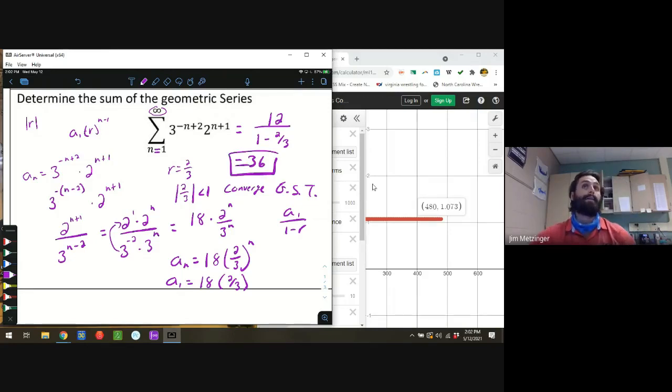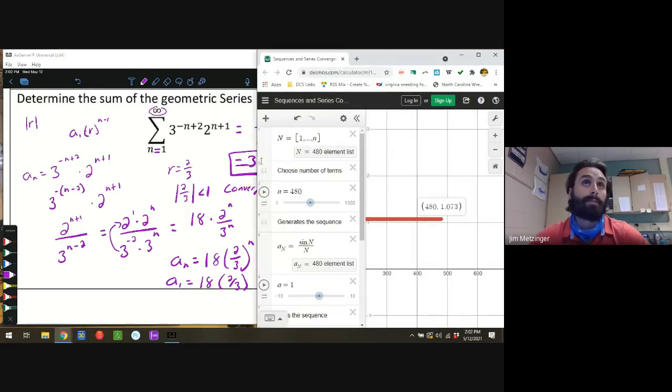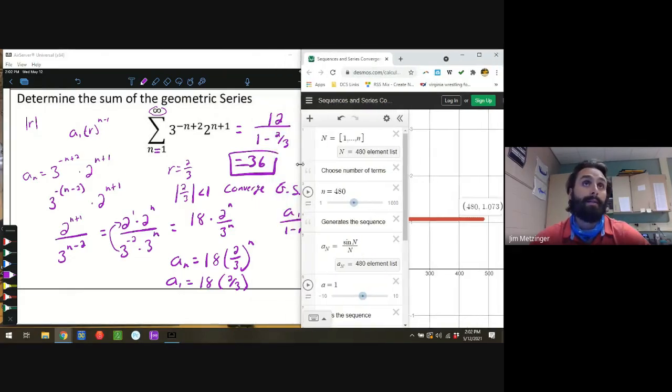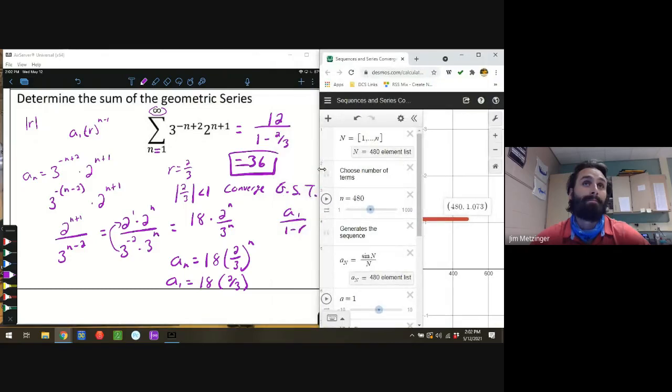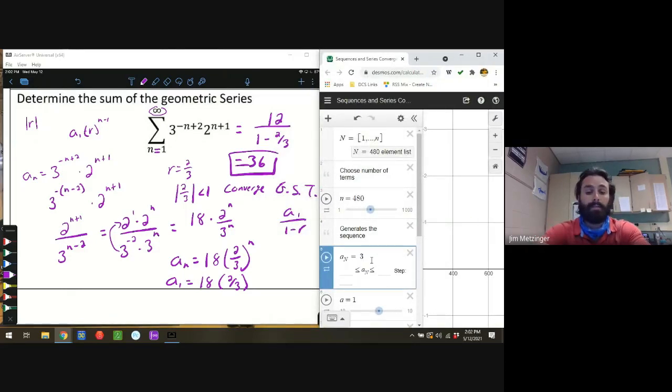Make it by hand. That's what we would do. Hopefully, let's confirm that with Desmos here. Pain in the neck, type some of this stuff in.